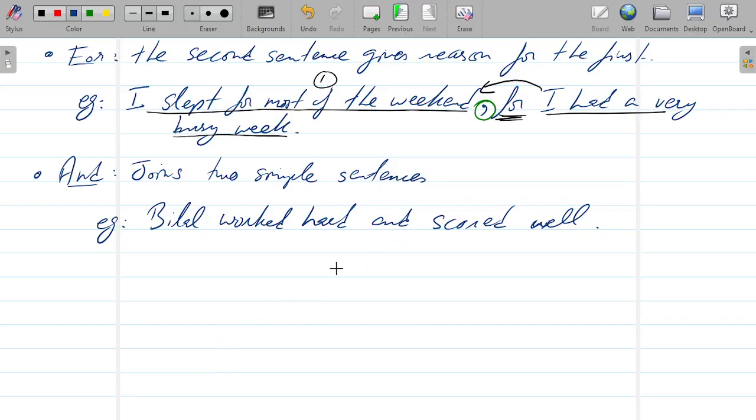Now, another thing I want you to notice over here. As you can see, I'm not using the comma over here. So, no comma. And secondly, Bilal worked hard is the first sentence. But for the second sentence, this is the verb, and this is the adverb. Where's the subject for the second sentence? Can anyone tell me where it went? Why haven't I written it down?